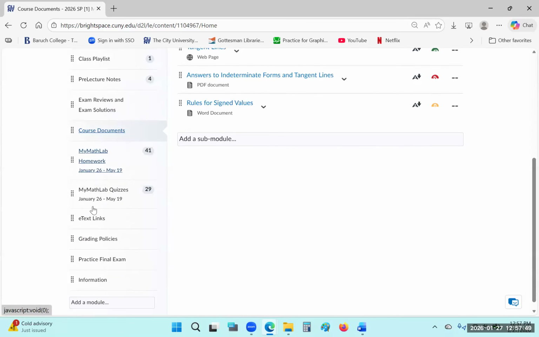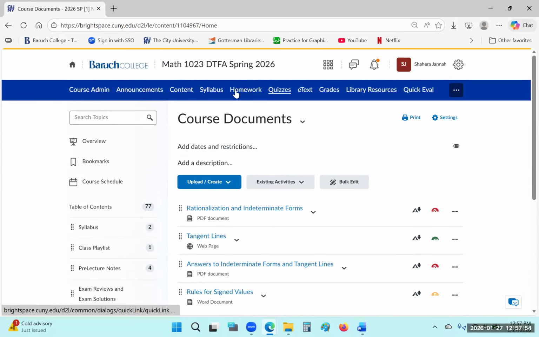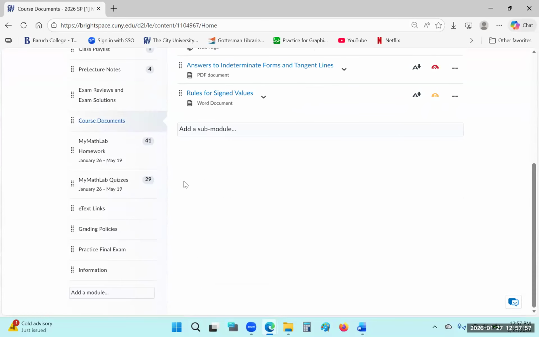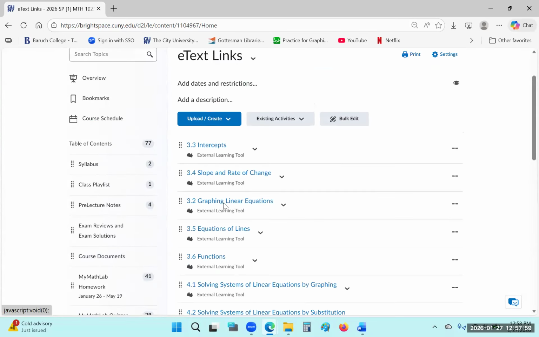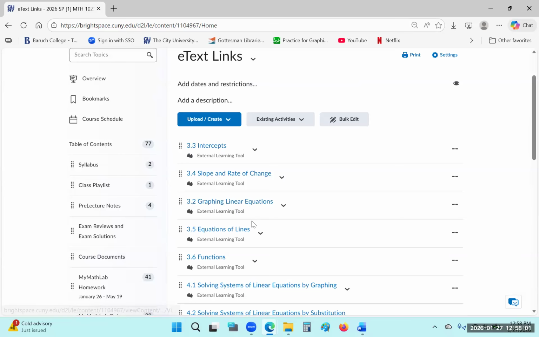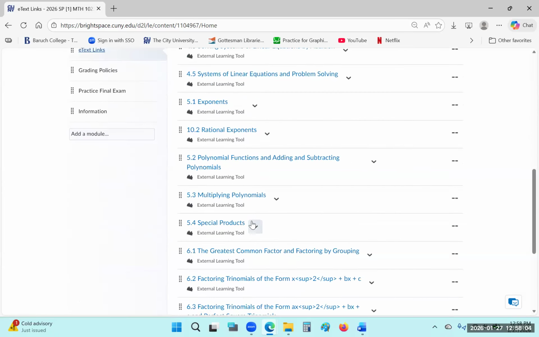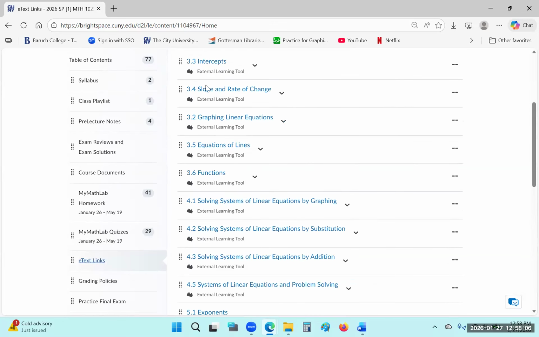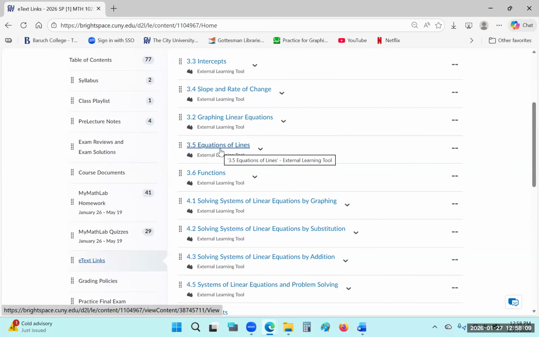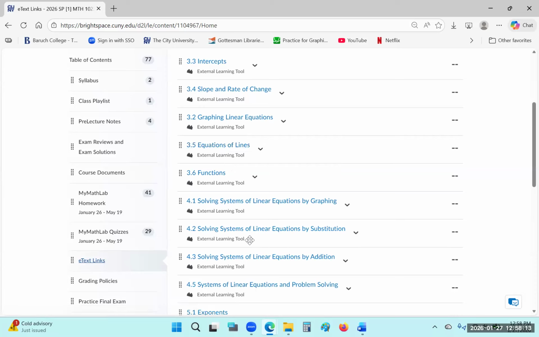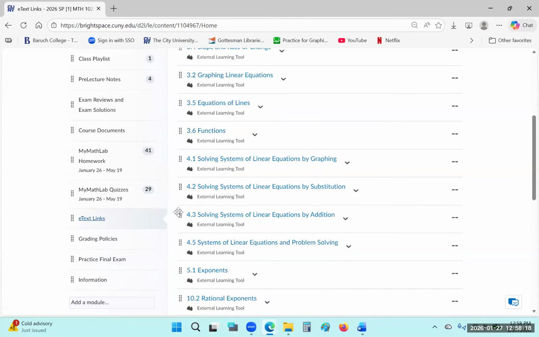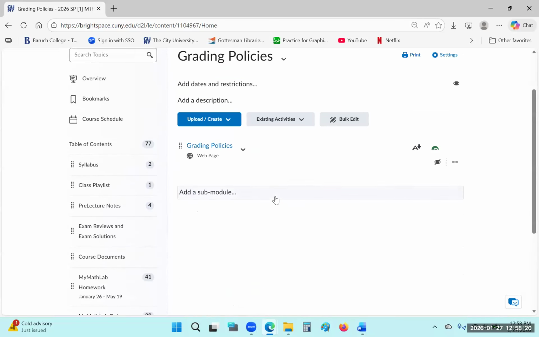Then we have MyMathLab homework and quizzes. You can access them from the left tab or from the top tab. They are both the same. The next one is the e-text. It's organized by section. If you want to read any section, you can simply click on it. You don't have to buy the physical book. We don't need the physical book in our class. The ebook is fine. All of these will be accessible to you if you buy the MyMathLab access code. Grading policy: this is from the department, how the grading policy works.